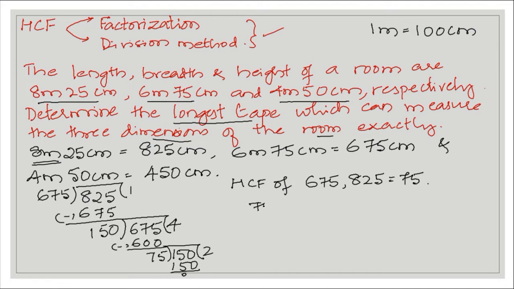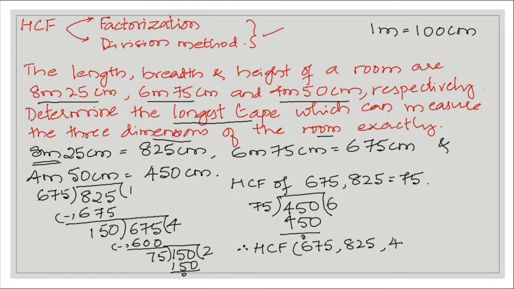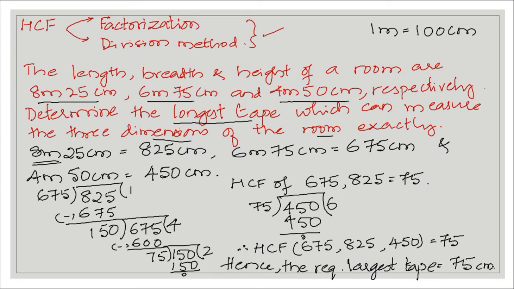With this 75, I need to divide the next number, that is 450. When it is multiplied 6 times, we exactly get 450 and the remainder becomes 0. Therefore, the highest common factor of 675, 825 and 450 will be 75. Hence, the required largest tape will be 75 cm. Let us solve one more question related to highest common factor.